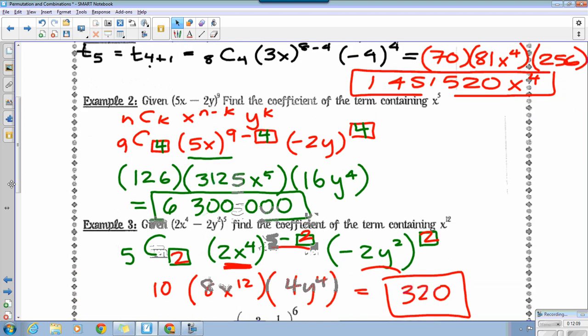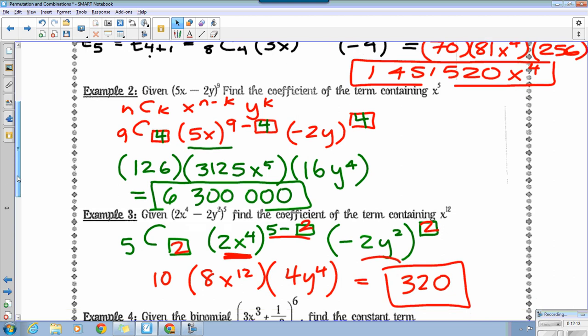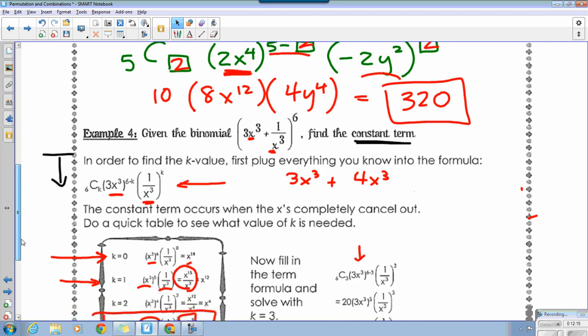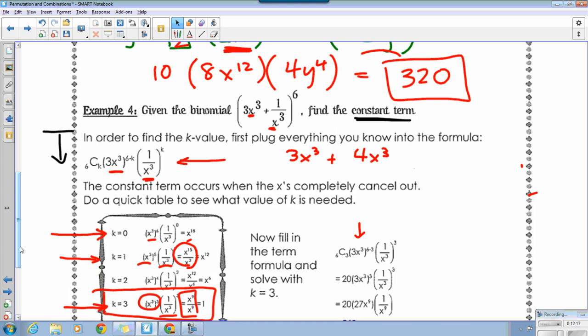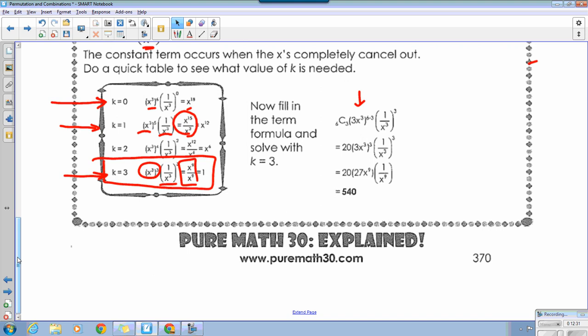Find the coefficient containing this. We had to set up those boxes and determine our value of k. We did 2 examples like that. The last one for the constant, it's the same situation. You set it up and you try values of k until all your variables cancel out, down to 1. Make sense?